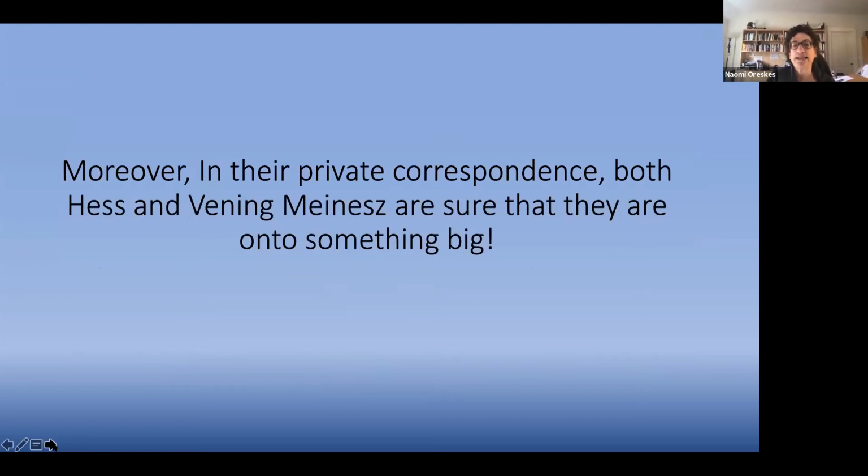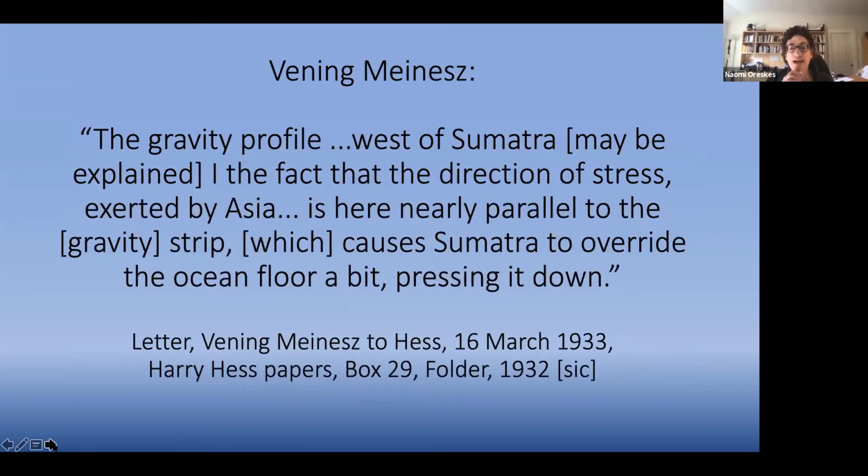And as I've just said, in their private correspondence, it's clear that both Vening Meinesz and Hess are sure that they are onto something big. Vening Meinesz writes in a letter in 1933, the gravity profile west of Sumatra may be explained by the fact that the direction of stress exerted by Asia is here nearly parallel to the gravity strip, which causes Sumatra to override the ocean floor a bit, pressing it down. Okay, so here you basically have the idea of either a continent or a continent-ocean collision with Sumatra overriding the ocean floor and the ocean floor being pressed down into the mantle.